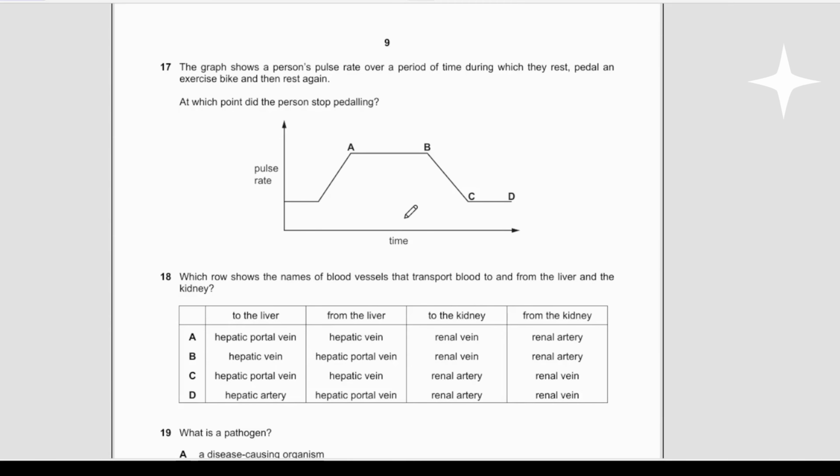That graph shows a person's pulse rate over a period of time during which they rest, paddle an exercise bike, and then rest again. So the pulse rate comes back to normal from C to D. Okay, at what point did this person stop paddling? At point B.